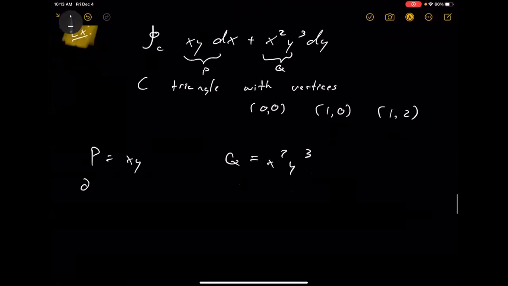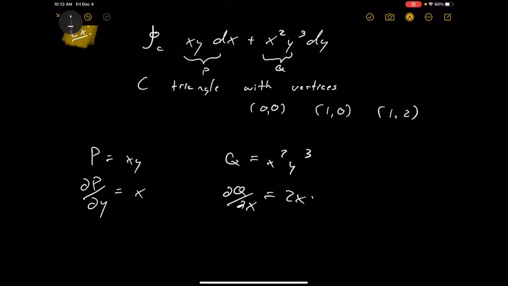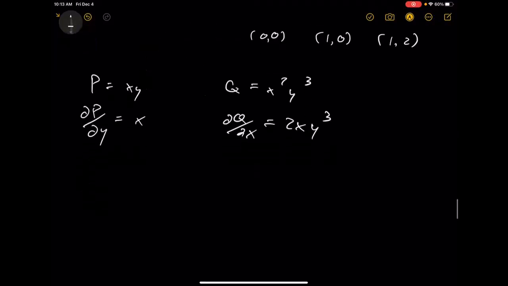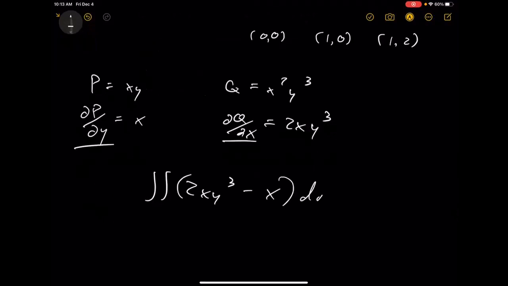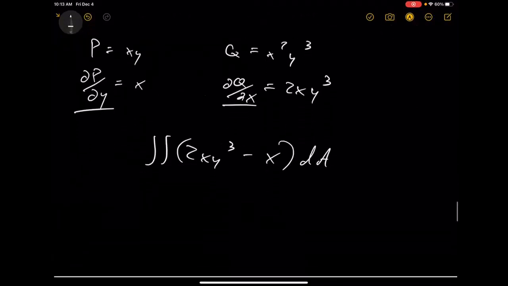All right, what does my formula ask for? I want ∂p/∂y, right? So that would just be x. What's ∂q/∂x? That'd be 2xy³. And then when I convert my integral, it's going to become this minus this. So I end up with 2xy³ minus x dA. Okay, so that's what I'm integrating.